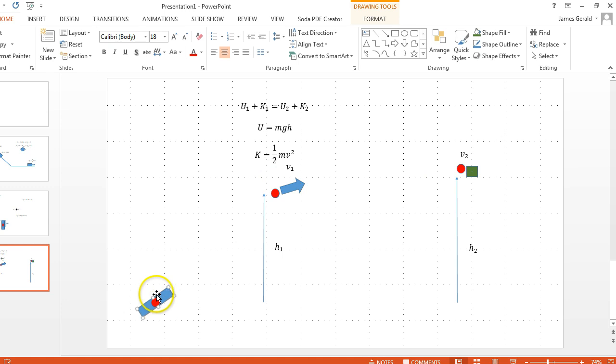I really need to turn this up a little bit. When it hits, there we go, that makes more sense.